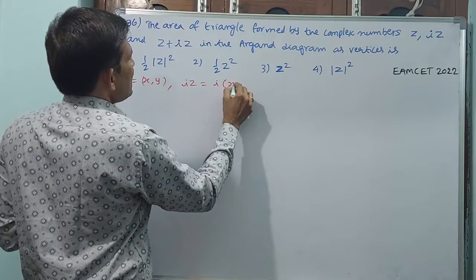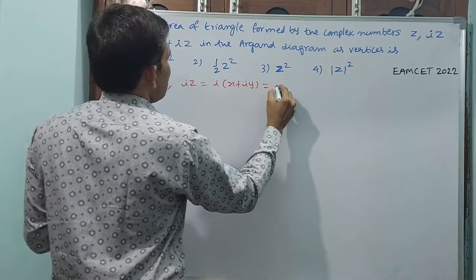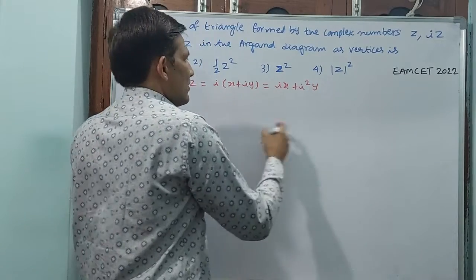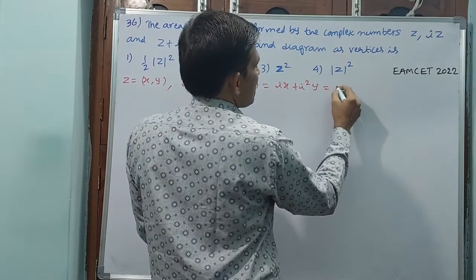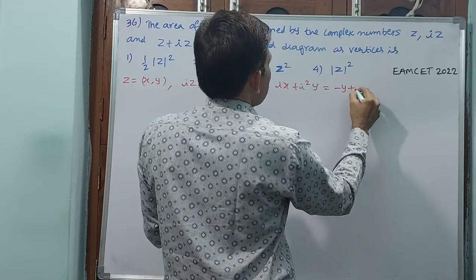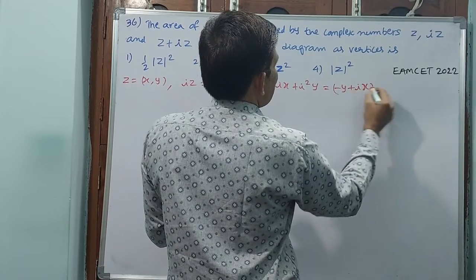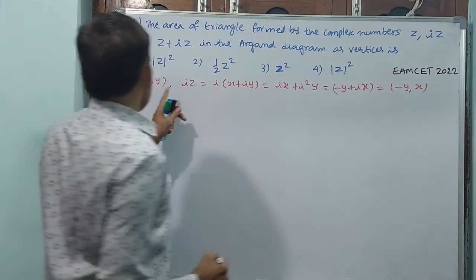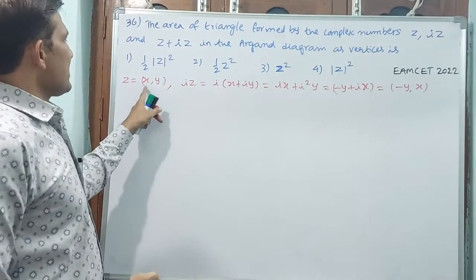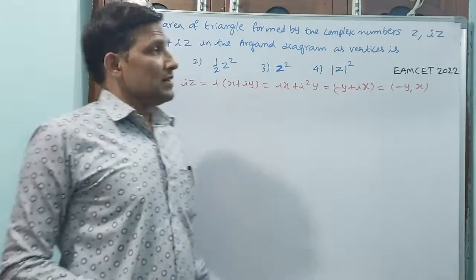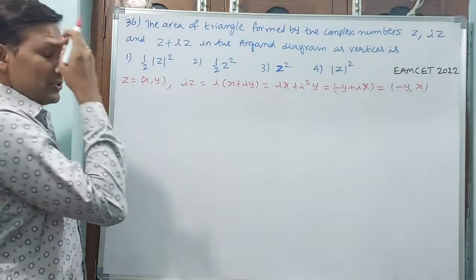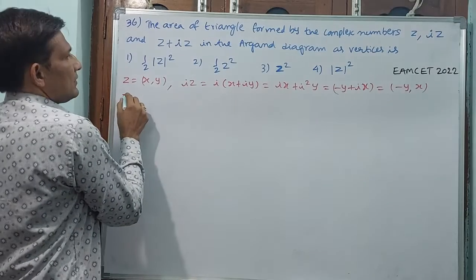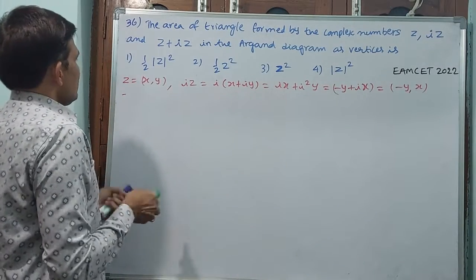iz is equal to i into x plus iy, that is equal to ix plus i square y. This is equal to minus y plus ix. This is the point minus y comma x. That means the first point is x, y, the second point is minus y, x, and we have to find z plus iz also. Write down z plus iz.